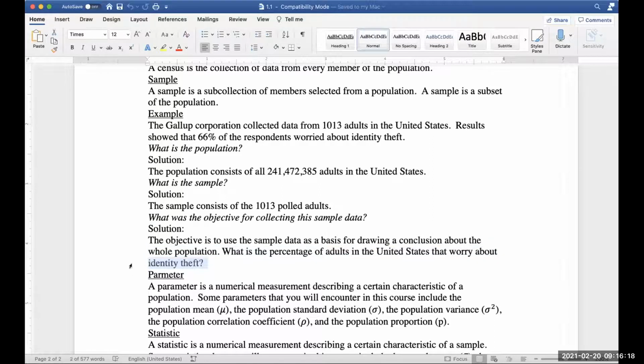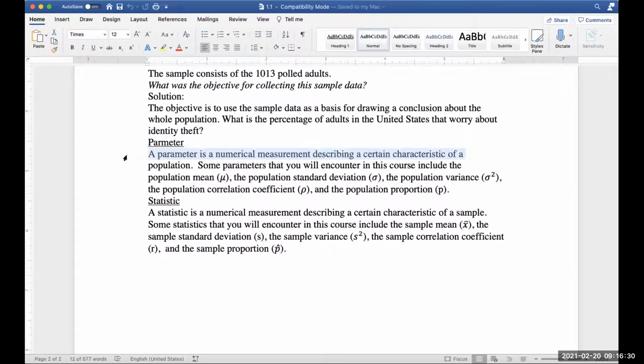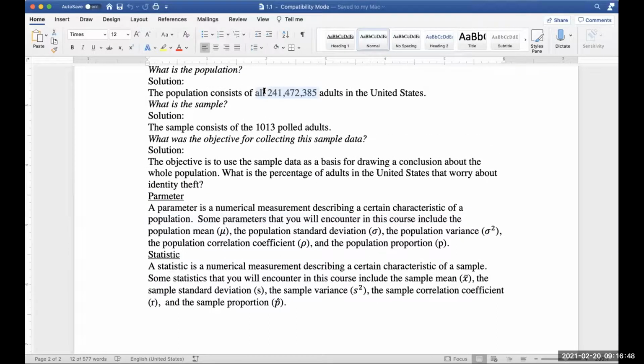Okay. Any questions about that? Okay, so a parameter. A parameter is a numerical measurement describing a certain characteristic of a population. And so, what's a parameter? It is a numerical characteristic of the population. So in this case, some numerical characteristic of this.